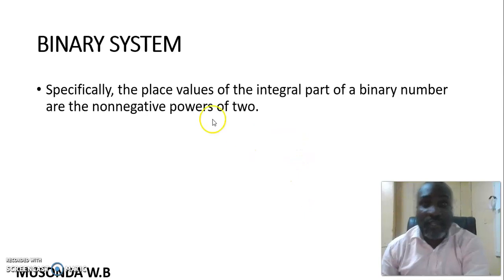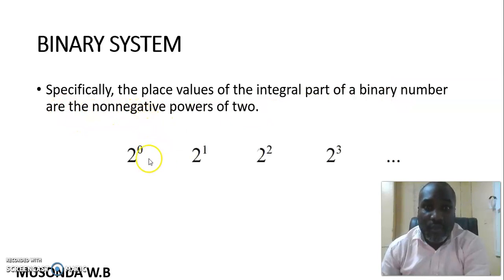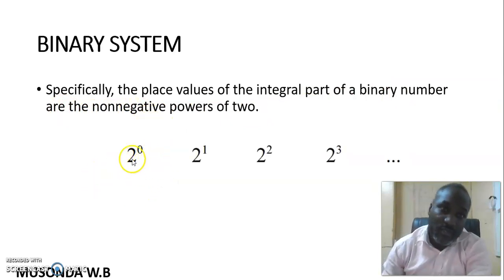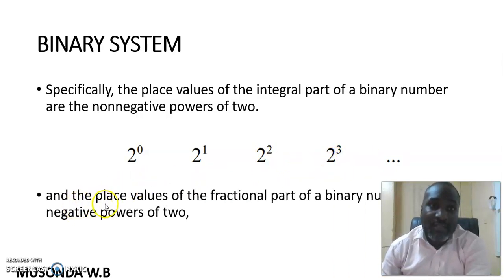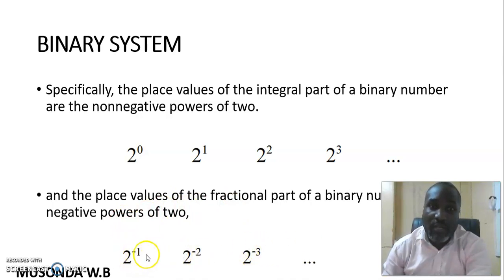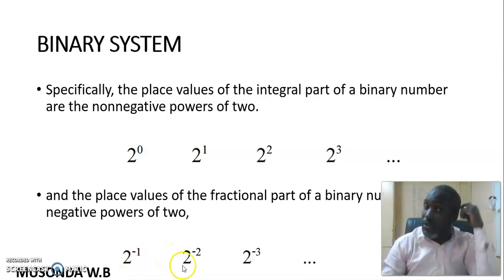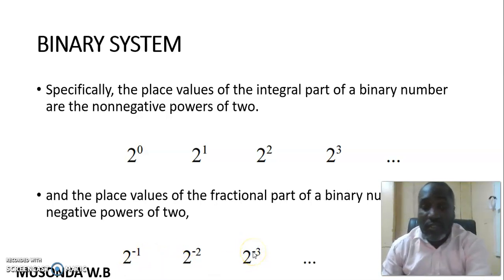Now, specifically, the place values of an integral part of binary systems are the non-negative powers of 2. This is what we talked about under the decimal number system. So I've got 2 to the power 0, 2 to the power 1, 2 to the power 2, and so on and so forth. And the place values of the fractional part of the binary numbers are the negative powers of 2, which we have right here. So I've got 2 to the power minus 1, 2 to the power minus 2, 2 to the power minus 3, and so on and so forth.